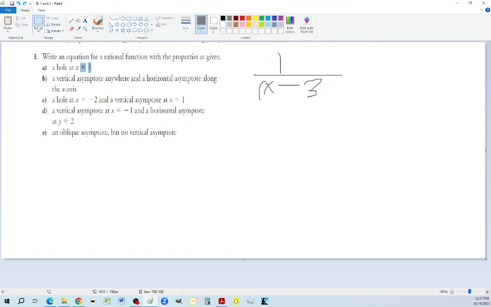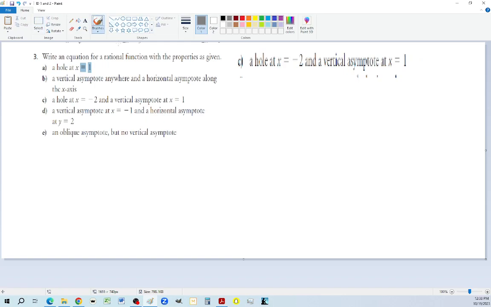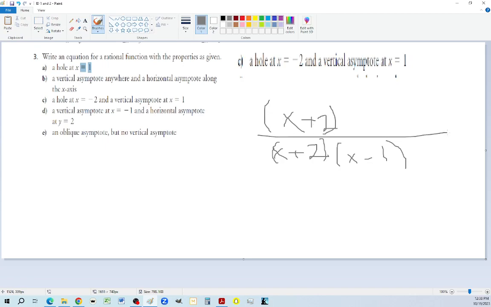A hole at x equals -2, it looks like, and a vertical asymptote at 1. Okay. To create a vertical asymptote at 1, we need an x minus 1 in the denominator. To create a hole at -2, we need an x plus 2 at the bottom and an x plus 2 at the top. This is good enough right here. This will cancel out, creating a hole, and I'll be left with 1 over x minus 1. There'll be a hole at -2, 0.